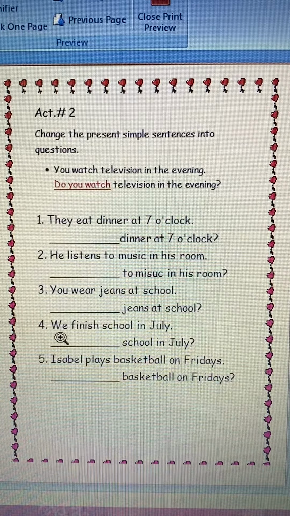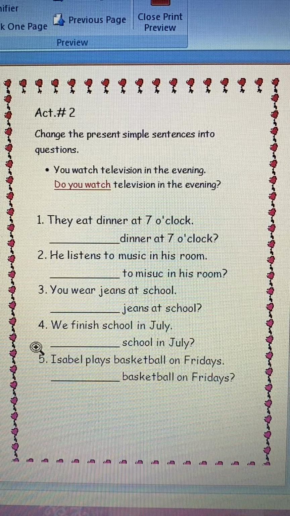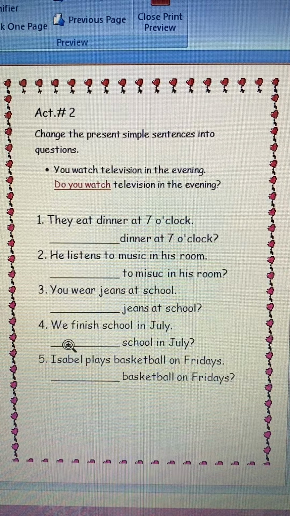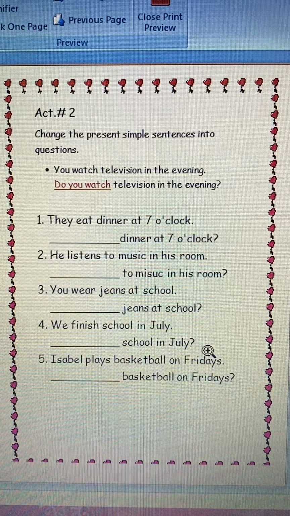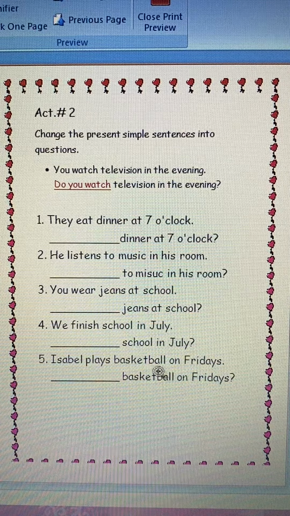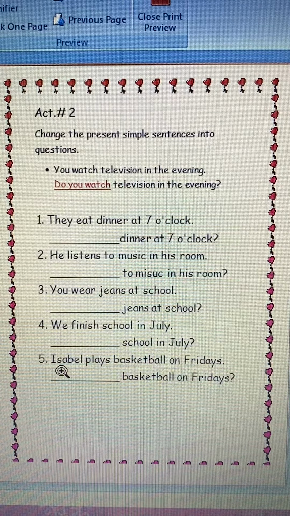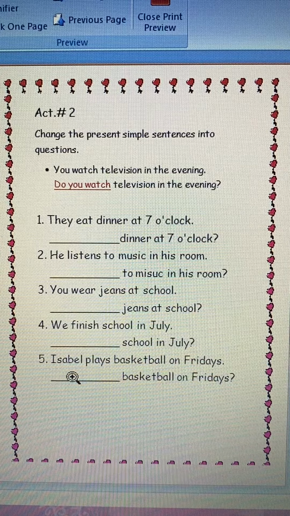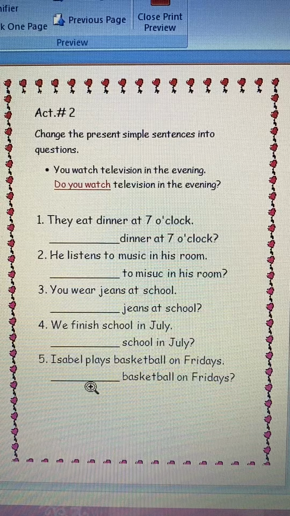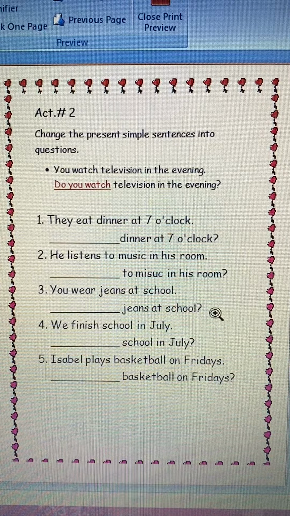Number 4, we finish school in July. The subject is we, so we have to use do. Do we finish school in July? You have to use do. Number 5, Isabel plays basketball on Fridays. Isabel is singular, so you have to use does. Does Isabel play basketball on Fridays? You have to use does in number 5.